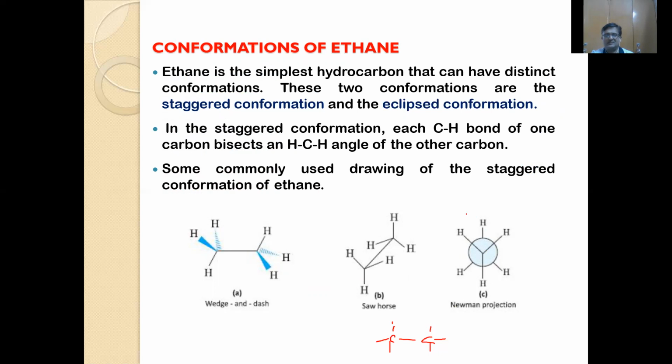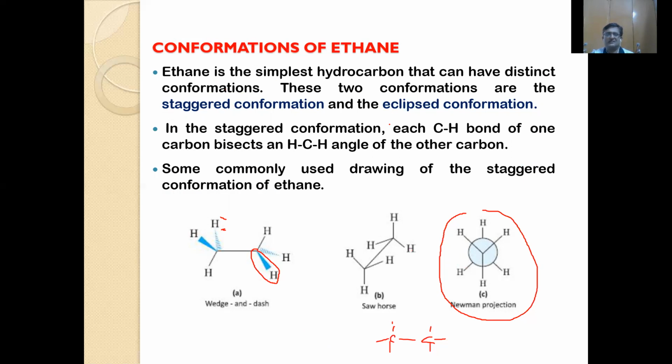It preferably exists in 2 important conformations. One is the staggered conformation. Here, if you look at this structure, all hydrogens are far away from each other. This is called a Newman projection. Later you will study all these things. This is a Newman projection, Sawhorse projection, and wedge-dash formula. This is a wedge bond, and this type of bond is called a dash bond. In 3 different ways we can represent the molecule.